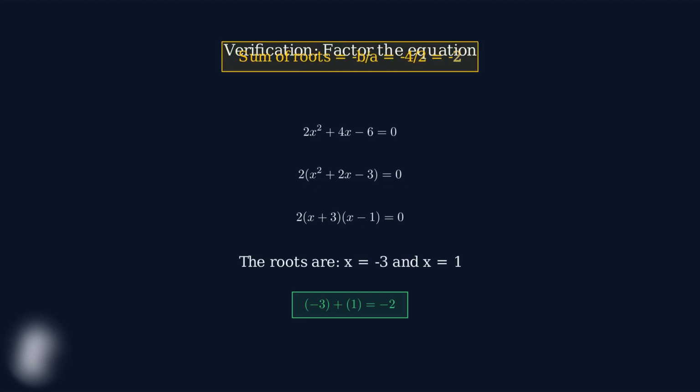This demonstrates the power of the sum of roots formula. Instead of going through the entire factoring process, we can find the sum directly using just the coefficients. This saves time and reduces the chance of calculation errors. In our next example, we'll see how to work backwards, using the sum and product of roots to construct a quadratic equation. Now we're going to explore a fascinating reverse approach.